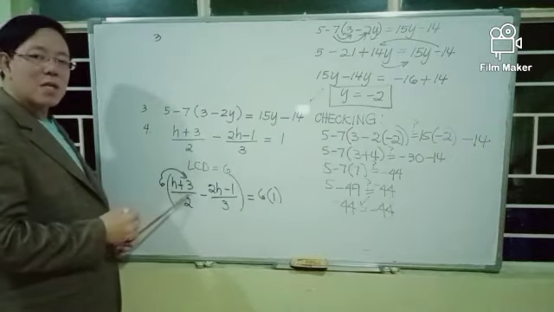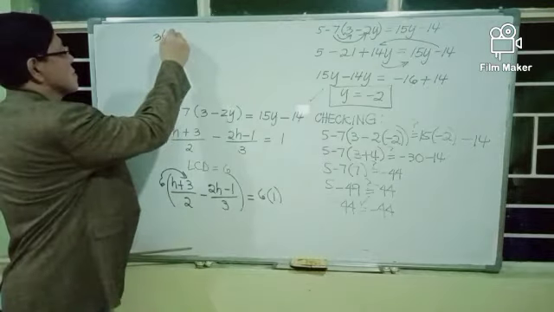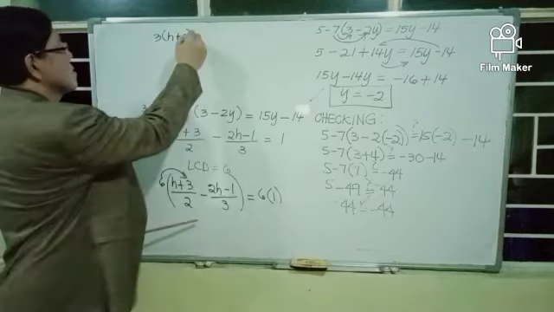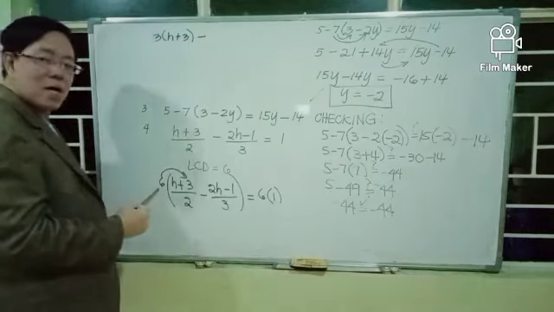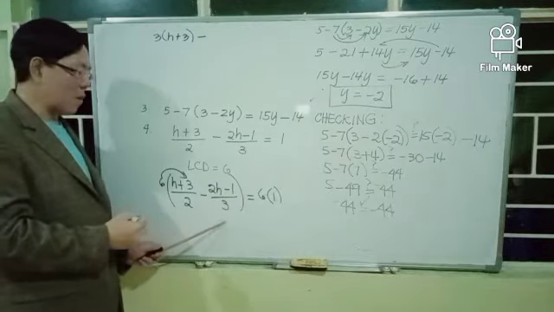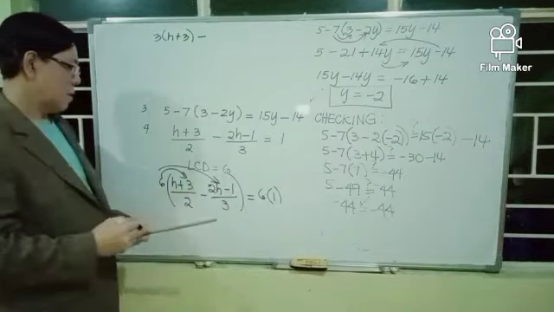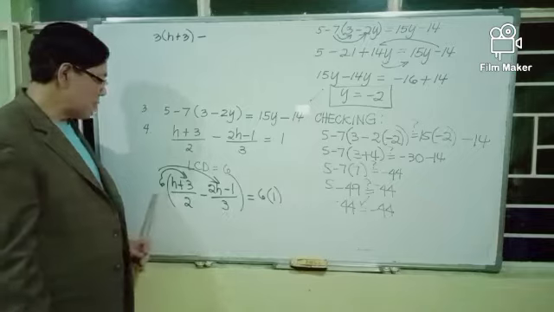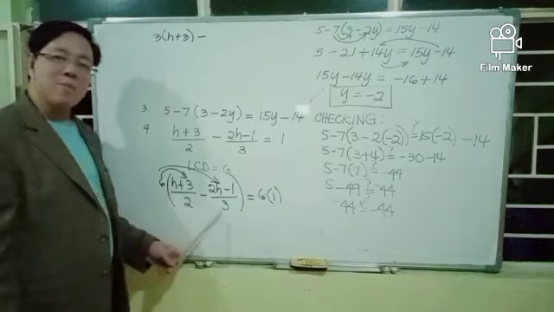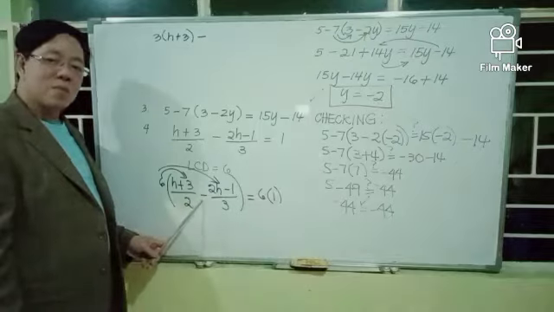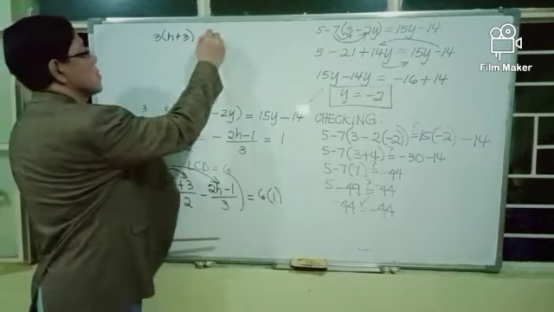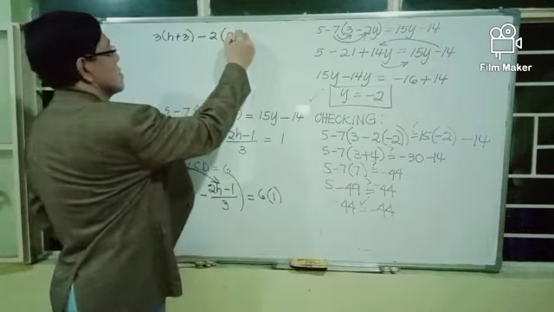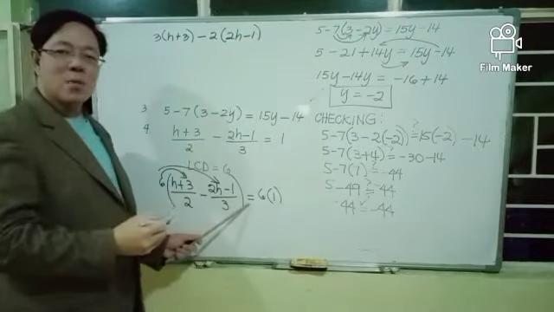3 multiplied by h plus 3. Minus, we multiply also 6 by 2h minus 1 over 3. And you can see 6 is divisible by 3. We can divide 6 by 3, and 6 divided by 3 is 2. Times negative, negative 2, multiplied by 2h minus 1. Equals 6.